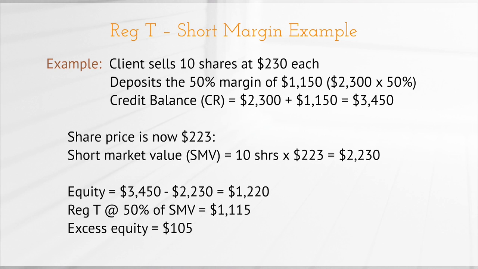Now they have to stay above their Reg T requirement of 50% or else they'll become a restricted account, as we saw. So we take our market value times 50% and we get $1,115. And we take the difference, our equity minus our margin requirement, to get our excess equity of $105, which is positive because it's a short position.